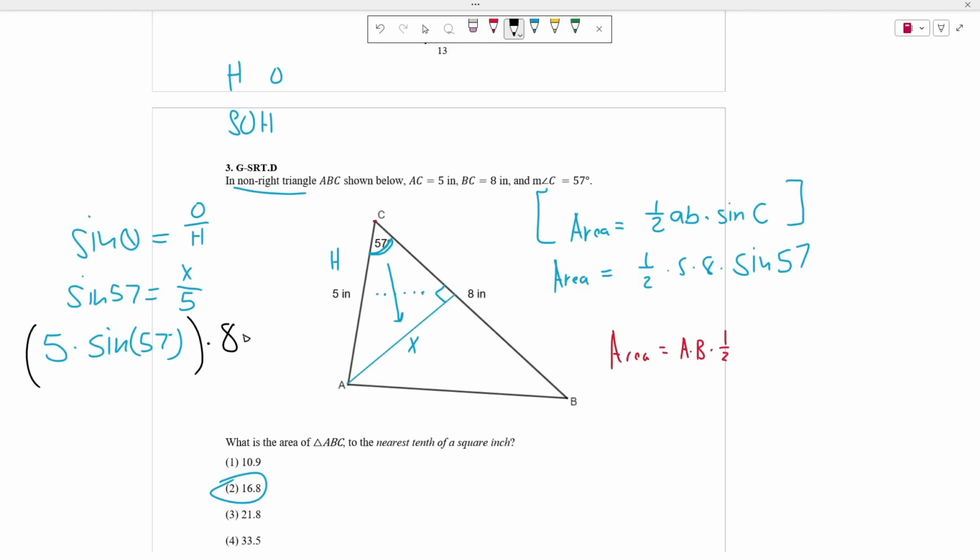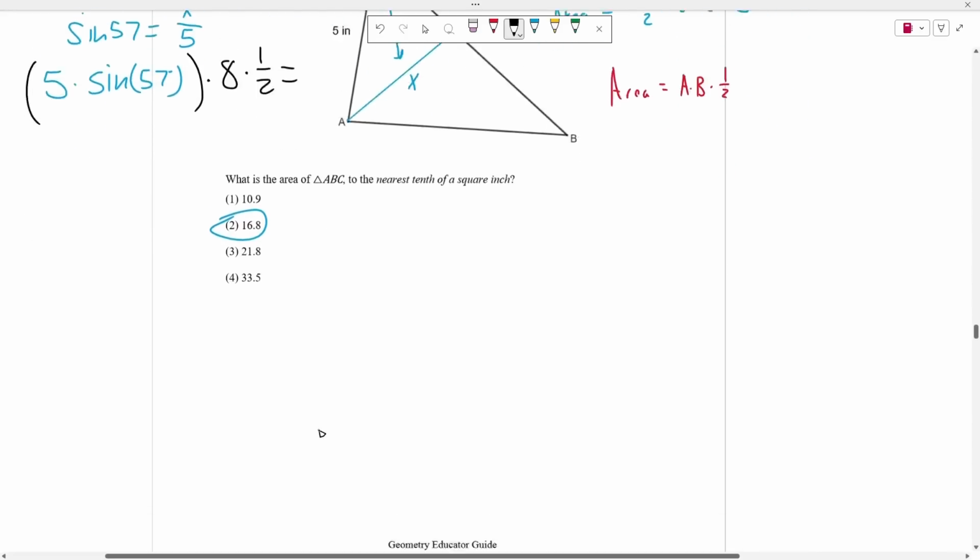So I'm going to multiply that by 8, and I'm going to multiply that by 1/2, and I'm still going to be left with 16.8. Okay, so even if you forgot this formula, you could have still solved it just by drawing in your own altitude. So that's 2 ways that you could have done this problem.